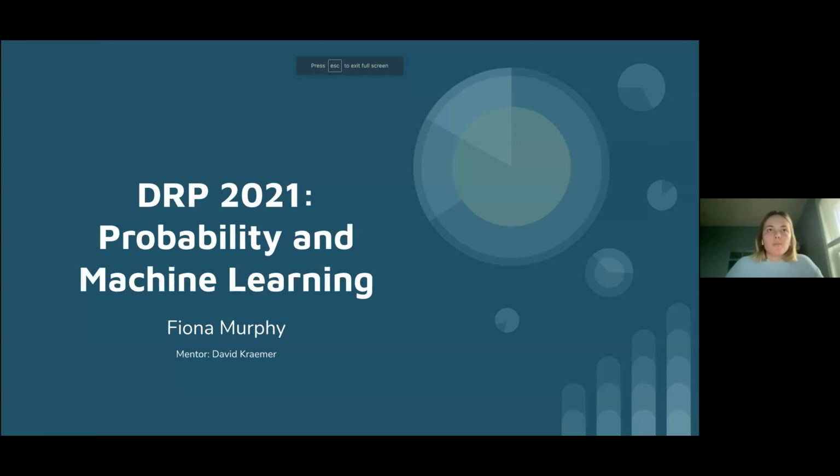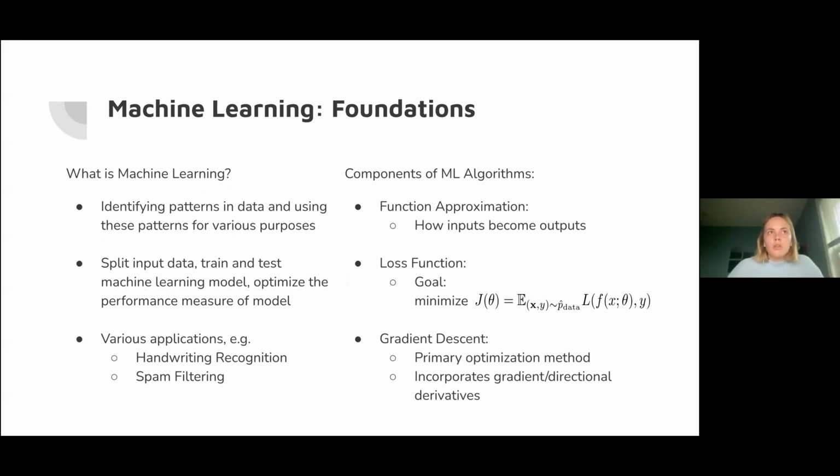Okay, so my name is Fiona Murphy, and I am presenting on the topic of probability and machine learning. So what is machine learning? Machine learning is the process of identifying patterns in data and utilizing these patterns to predict future data or to perform other kinds of decision-making, such as classifying the data. Briefly, this is done by splitting input data into a training set and validation set, training one's machine learning model using the training set, testing the model with the validation set, and looking to optimize the performance measure, which is oftentimes accuracy. Machine learning has a variety of real-world applications, from handwriting recognition to spam filtering and much more.